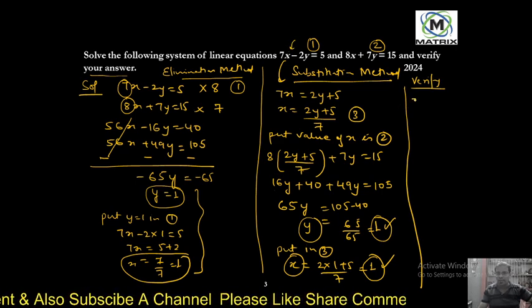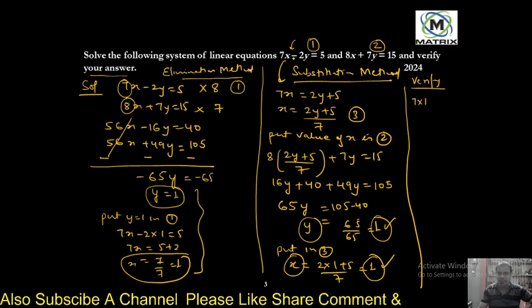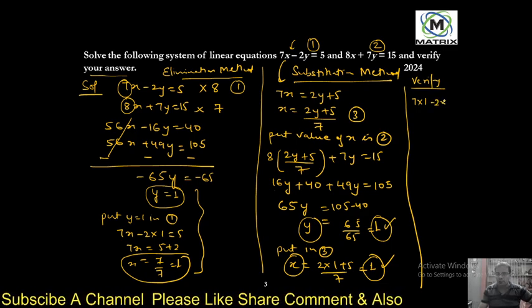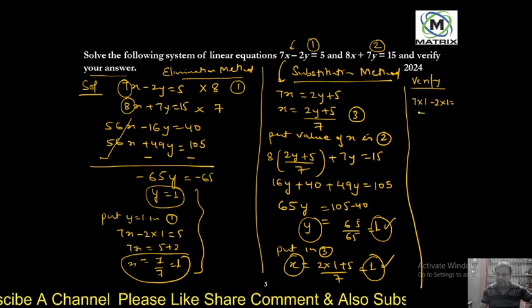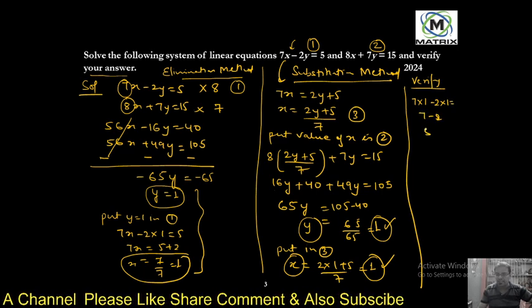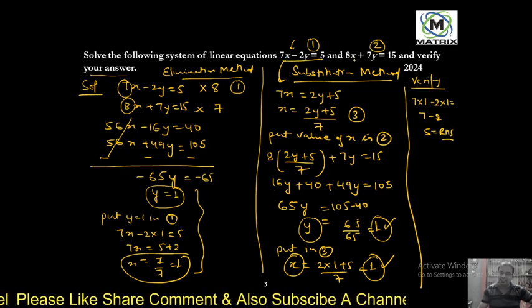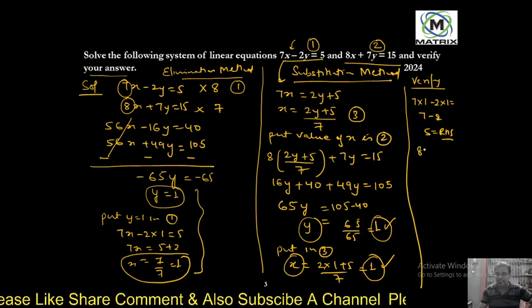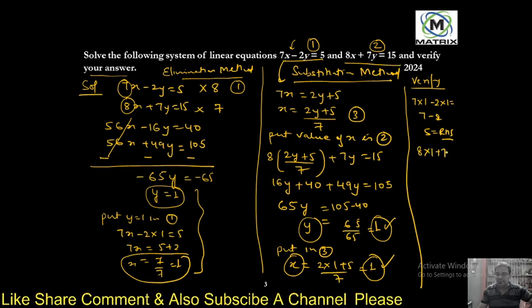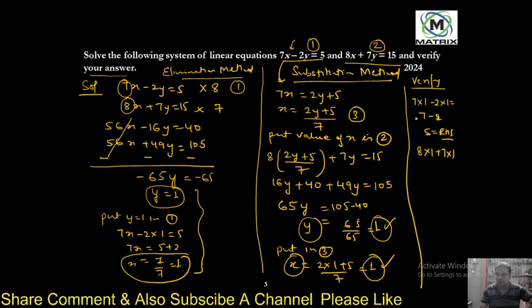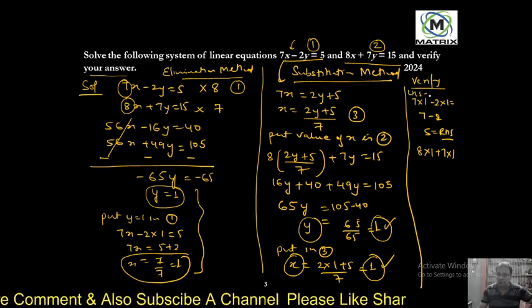x equal to 1 and y equal to 1, 7 into 1, put it in any equation. 7 into 1 minus 2 into 1 equals, say, 7 minus 2. 7 minus 2 is 5, that is called RHS. So we say that it is verified. Similarly, put in second, 8 into 1 plus 7 into 1, that is, we have to take LHS. Understood now what I am saying?